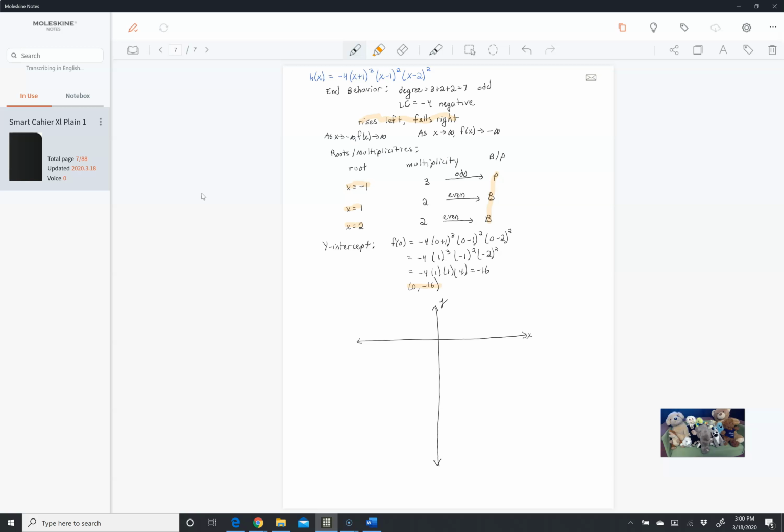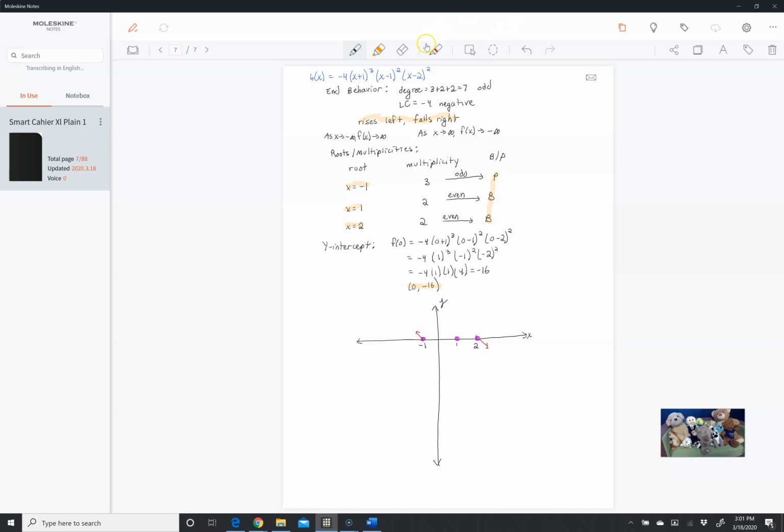So the first thing that we're going to mark off are the roots. We know that we have a root at -1, a root at 1, and a root at 2, and we're going to mark those off right now: -1, 1, and 2. So that came first. Then we're going to do our end behavior. It rises on the left and falls on the right. So here's our rising, here's our falling.